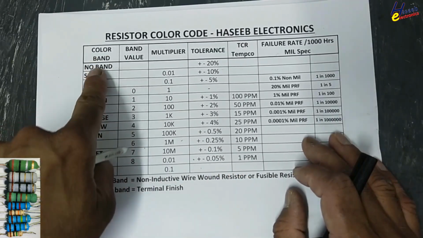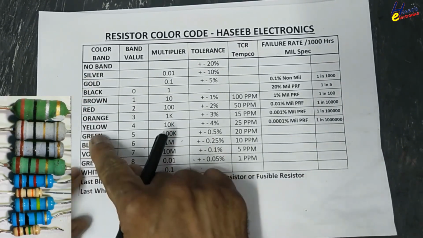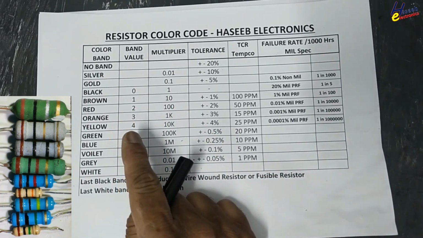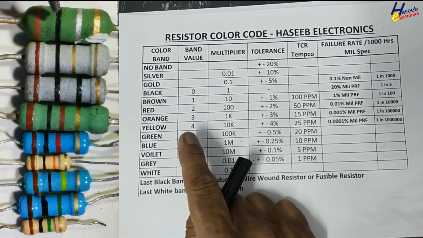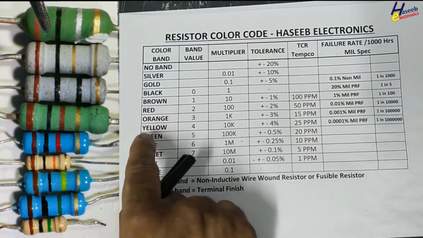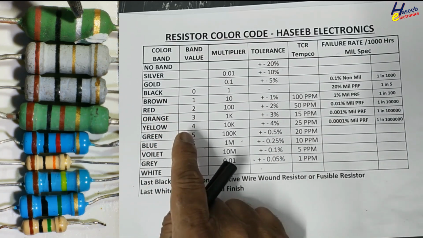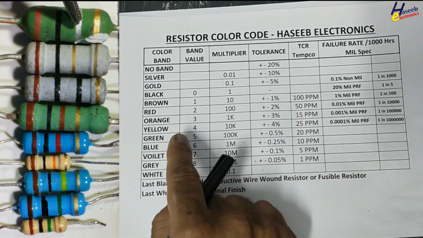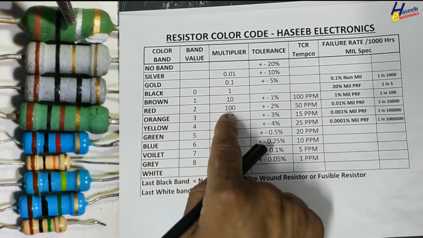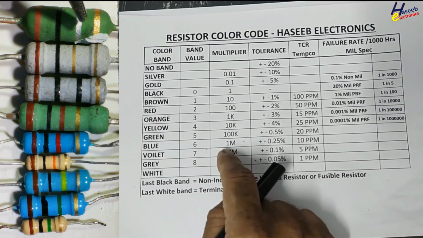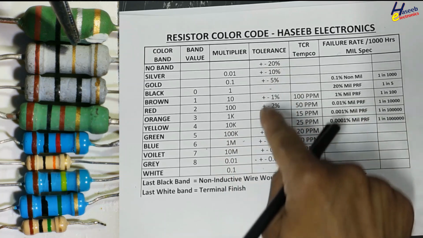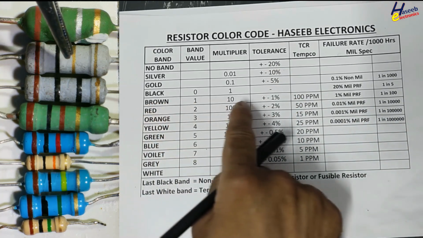Here are the color names. What is the color and what is its value? The first significant digit is this one, and the second, we will write this value against each color. The third band is called the multiplier. We will multiply with the number mentioned against that color in this column. Next is tolerance. Color name, tolerance.